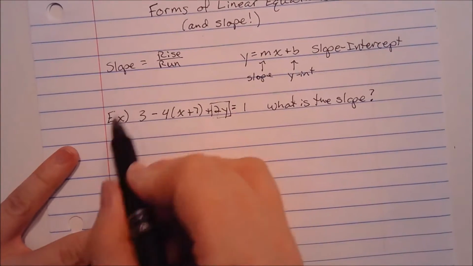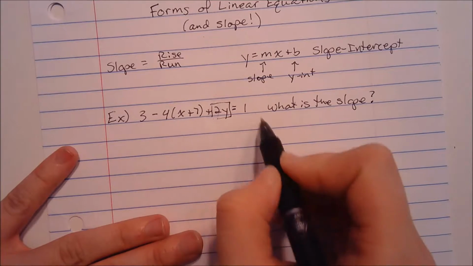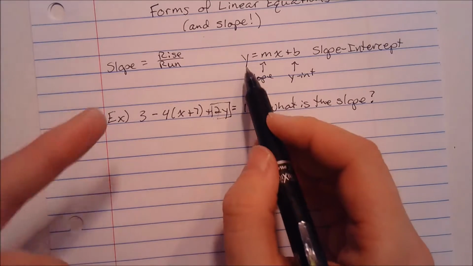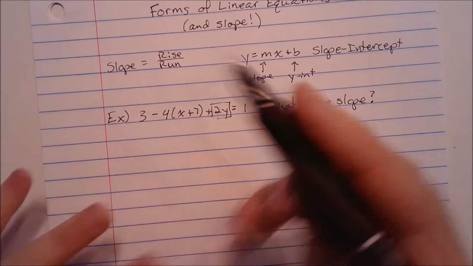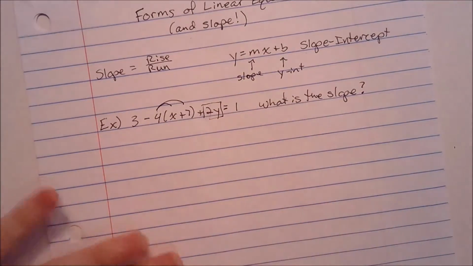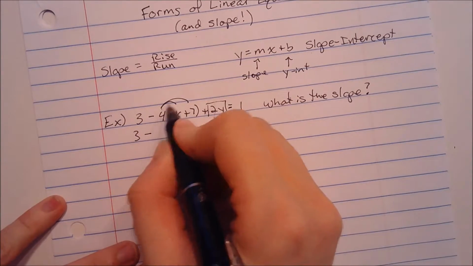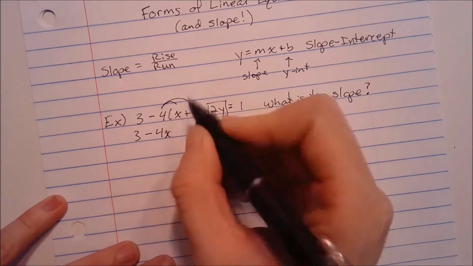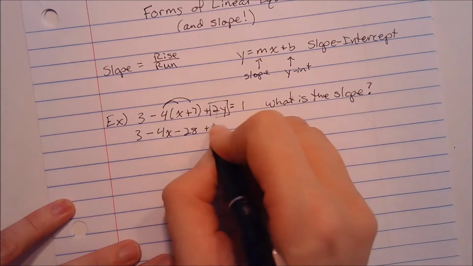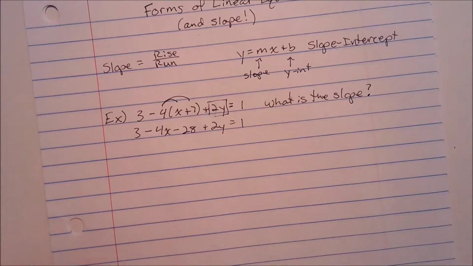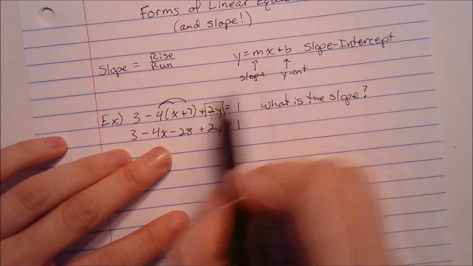Then I see I've got this other craziness going on. There's a 3 minus, and then there's something here I need to distribute, and then there's a 1 over here all by itself, which is not supposed to be by itself. It's supposed to be with everything else. So I'm going to start by distributing. That's always a good first step if you have the opportunity. Go ahead and distribute. So let's do that. 3 minus, now 4 times x is 4x. Then negative 4 times 7 is negative 28. And then plus 2y equals 1. Okay, now again, look at this.